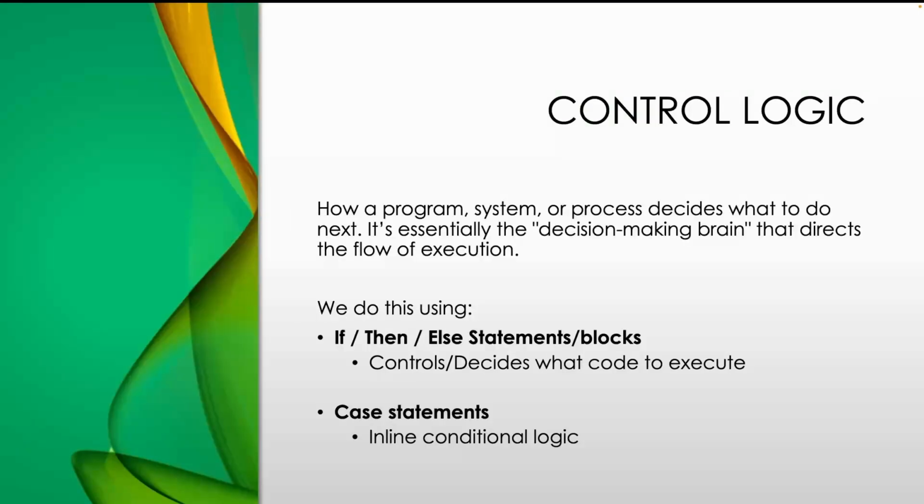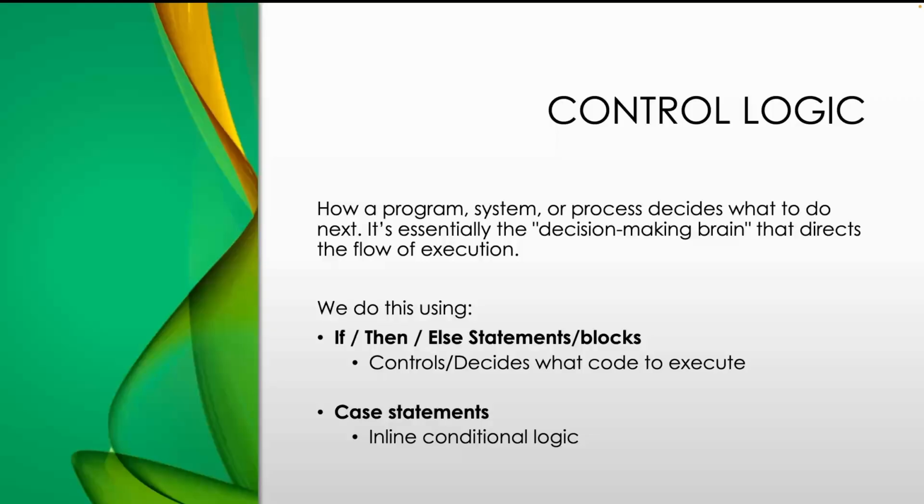Okay, so let's get started on the control logic. This is how a program or a process decides what to do. It's essentially the decision-making or brain that directs the flow of execution. This is what gives your program, your script, the ability to make decisions. This is where you give it different paths that it can take based on what's going on.